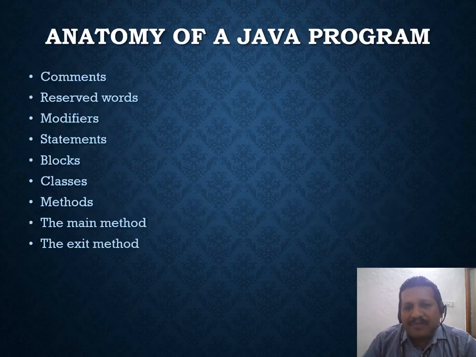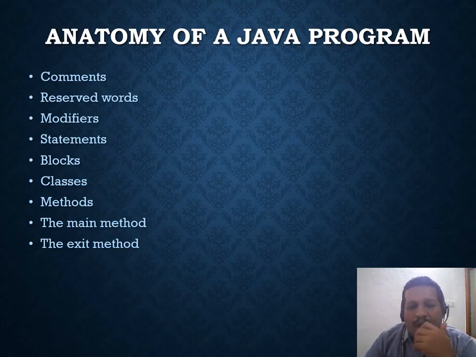What does the anatomy of a Java program contain? If you take any programming language, you have to understand the components of a program. In Java, the first things we are going to discuss are comments, reserved words, modifiers, statements, blocks, classes, methods, main method, and exit method.